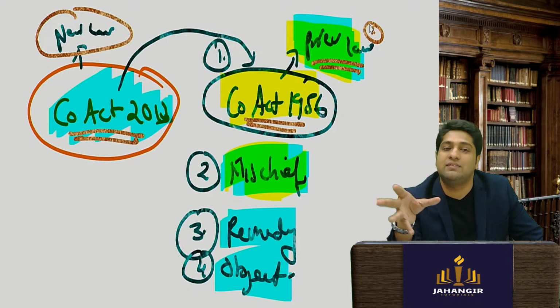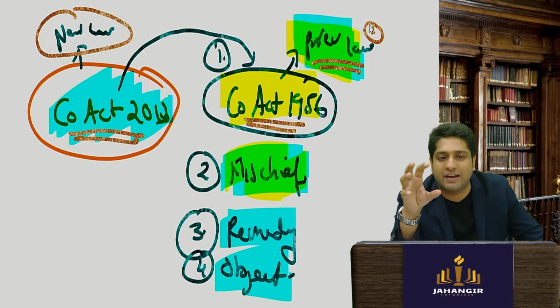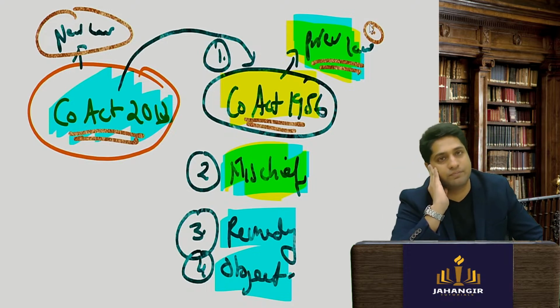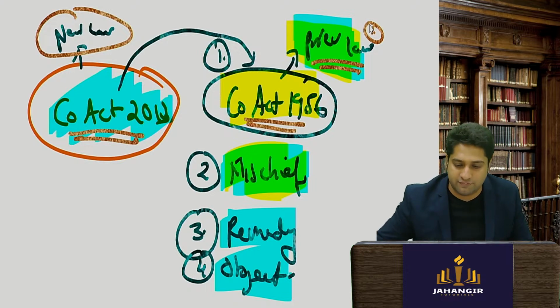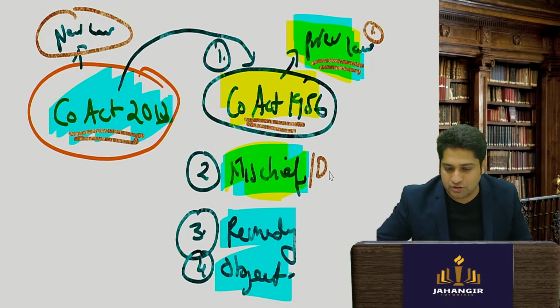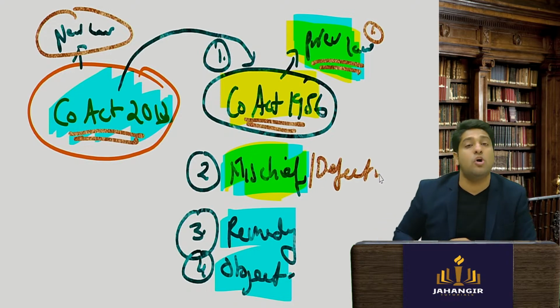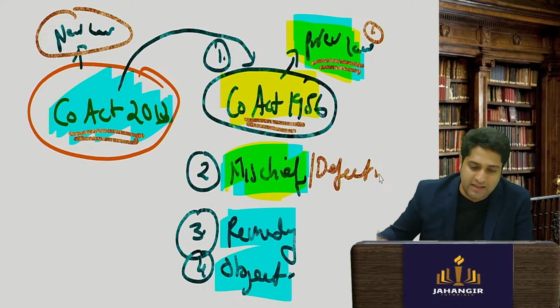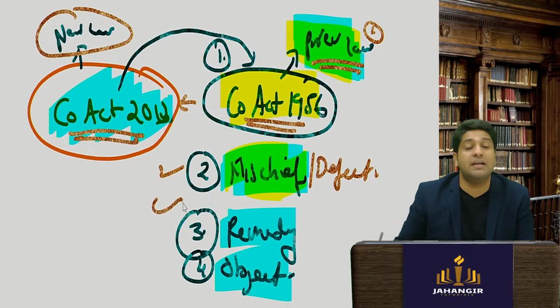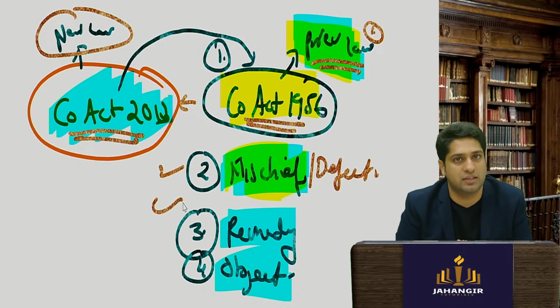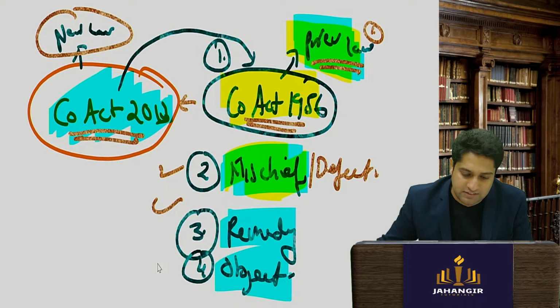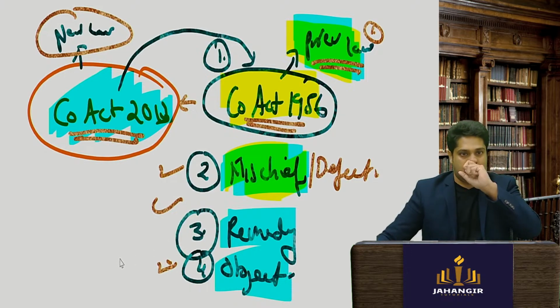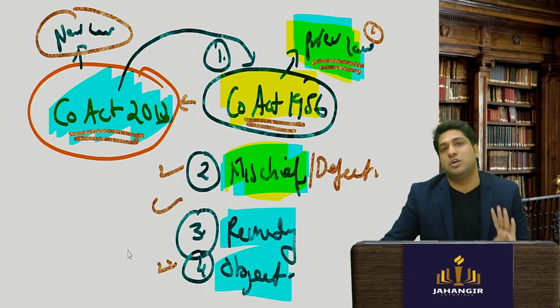Then I will see what was the defect in that law, that is, why the Companies Act was repealed. Then I will go into the defect, which they call the mischief or the defect of that law. Then I'll come back to the Companies Act 2013 and see what remedy was provided in it. And I will see the object of the act. These four things we will do.